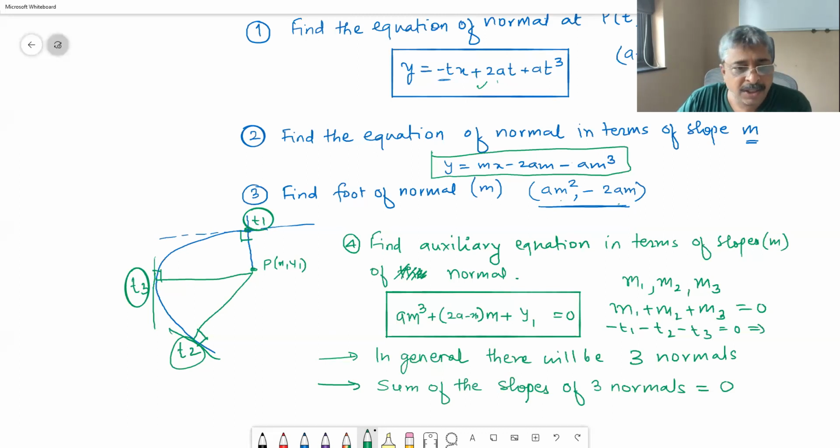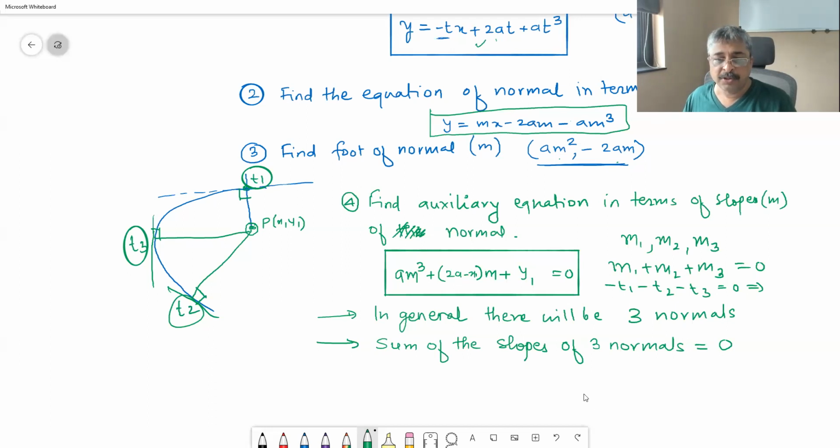Conversely, it may not be true. They are supposed to be concurrent. T1 plus t2 plus t3 equal to 0 is one part. But if I arrange t1, t2, t3 in such a way that they become 0, it does not mean that all three normals are going to be concurrent. So the opposite direction might not be true unless you found those t1, t2, t3 by considering the feet of normals. Wait, have you understood this?